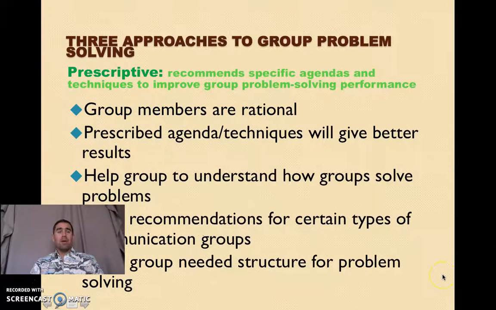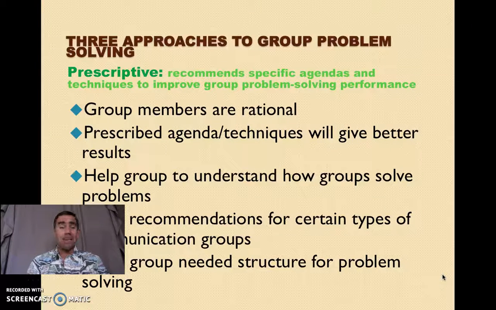We have prescriptive, recommendation, specific agendas for techniques to improve group problem solving. Group members are rational. Prescribed agenda techniques will give a better result for everyone, because you know what is at hand. Help group to understand how groups solve problems. Just like from this, to get that. There you go. Okay, offer recommendations for certain types of communication groups.